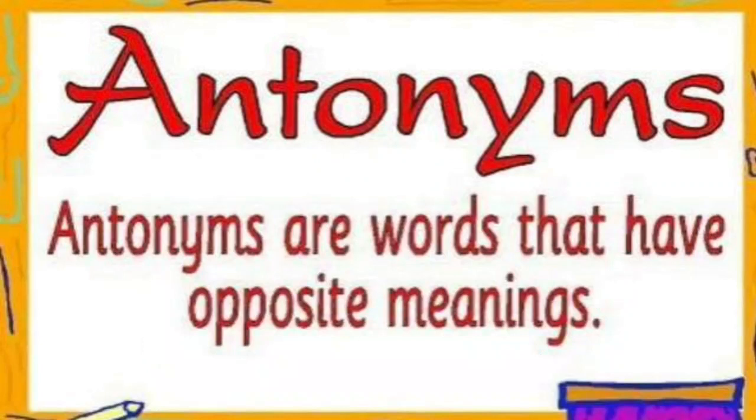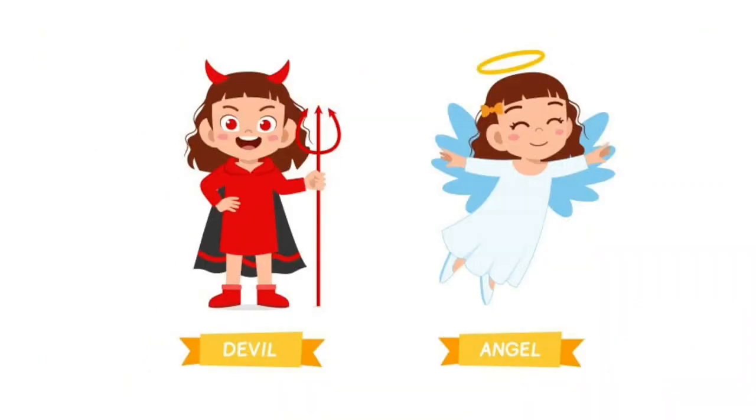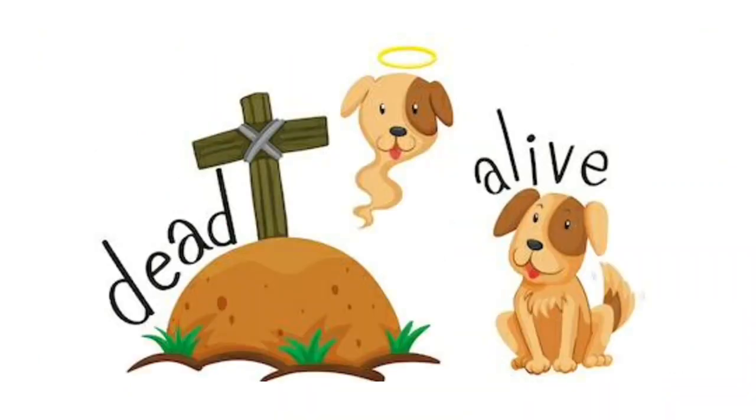Antonyms are the words that have opposite meanings. Words which are opposite in meaning are called antonyms. For example, awake, asleep, devil, angel, dead, alive. These are antonyms because these words are opposite in meaning. And these antonyms are very important to describe a person or thing.